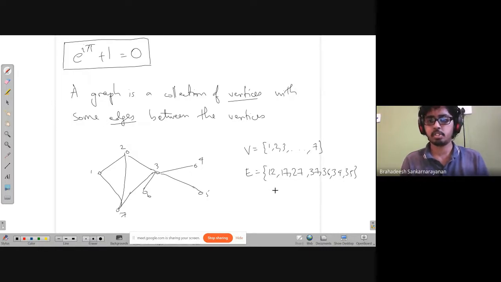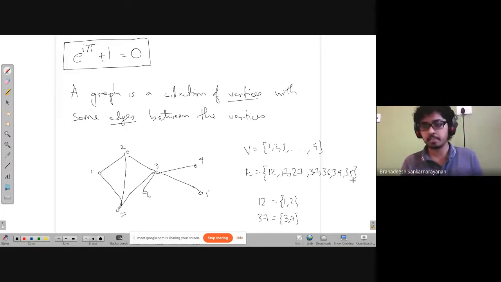So here I'm just using a shorthand. When I say 1, 2, I really mean the set consisting of the elements 1, 2. When I say 3, 7, I mean the set consisting of the elements 3, 7. But I don't want to do too many brackets and all that. Just for convenience, just giving this shorthand, so to speak.